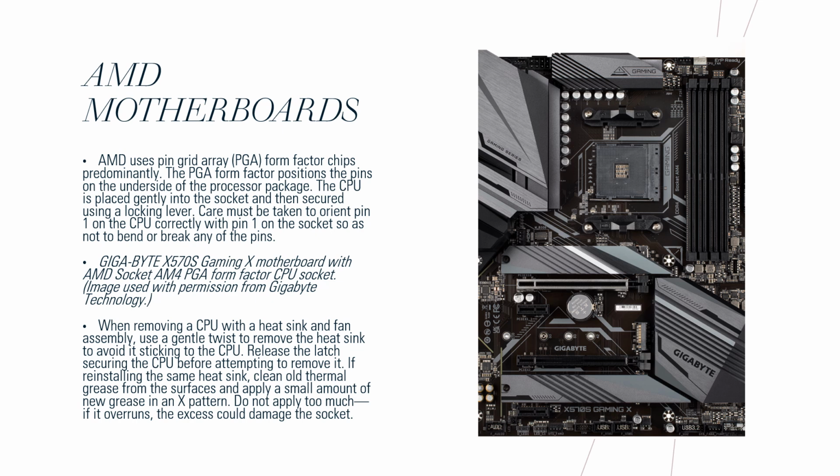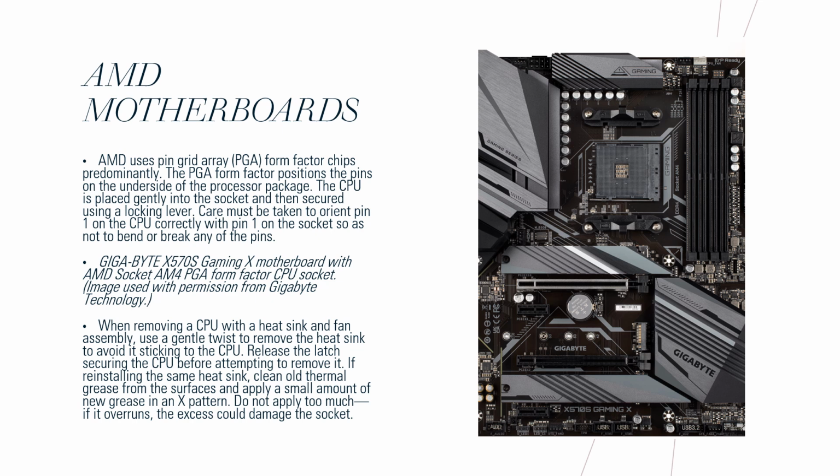The same thing would be on the CPU. When removing a CPU with a heatsink and fan sealant, use a gentle twist to remove the heatsink to avoid it sticking to the CPU. Release the latch, not the hatch, securing the CPU before attempting to remove it.